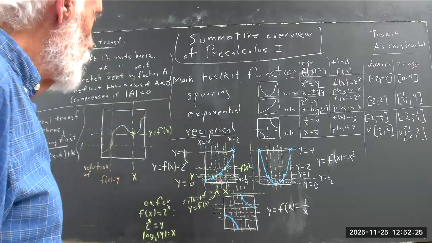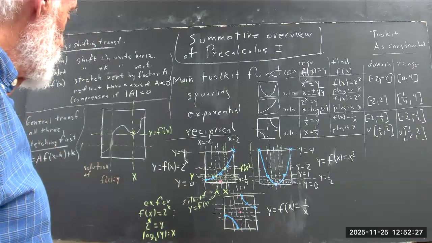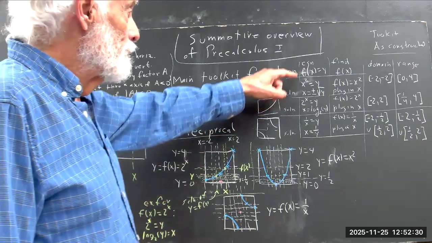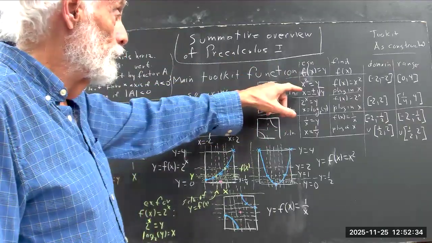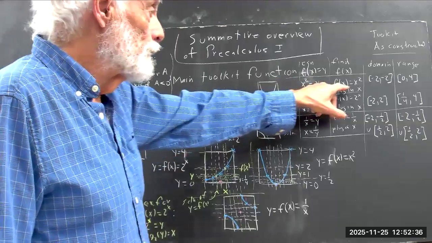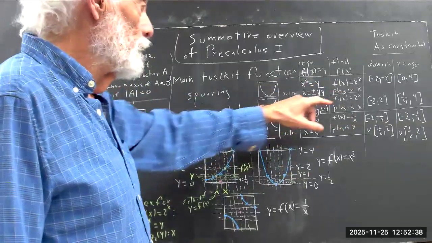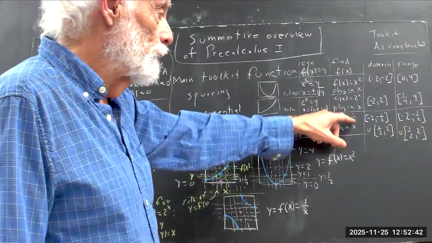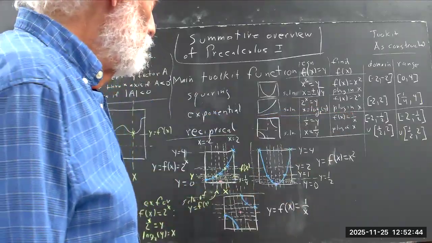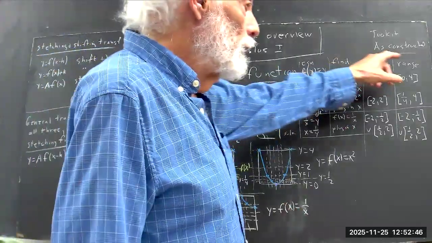We have the equations for the toolkit functions. The squaring function is f of X equals X squared, exponential function f of X equals 2 to the X, reciprocal function f of X equals 1 over X. We have domains and ranges.